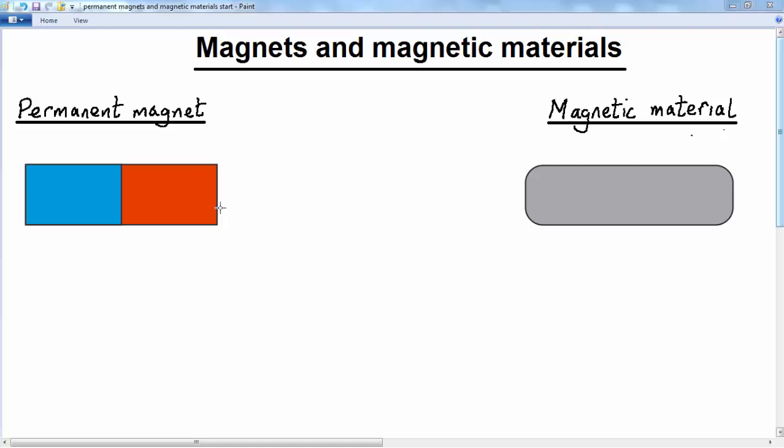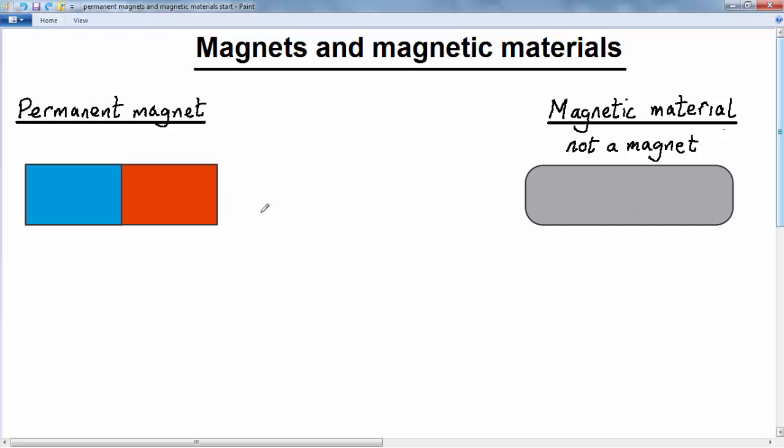In this lesson we're going to look at the difference between magnets and magnetic materials. By magnets we mean permanent magnets, and by magnetic materials we mean materials which are attracted to magnets but which are not necessarily magnets themselves. For example, here we've got a ferrite magnet, typically painted red for North Pole and blue for South Pole, and for our magnetic material we've just got an iron object, for example.